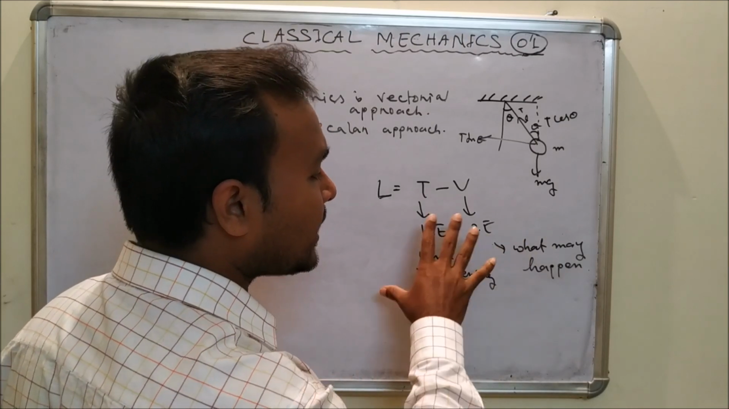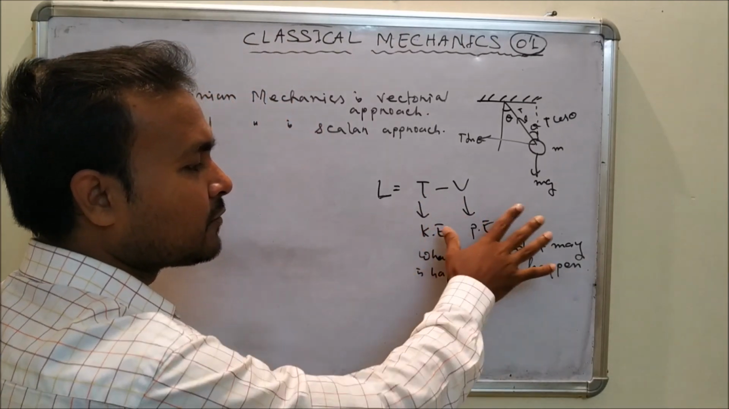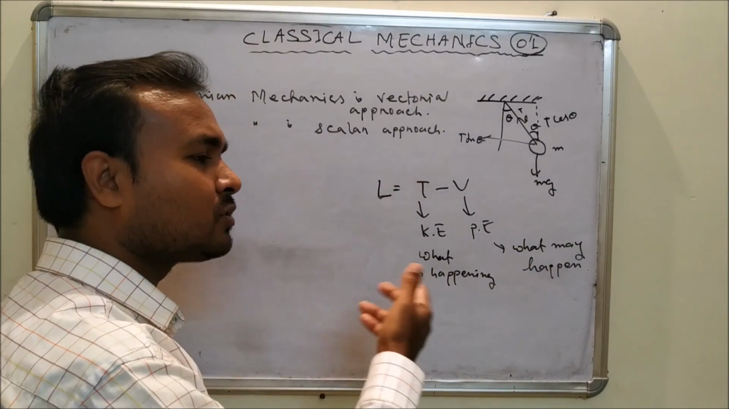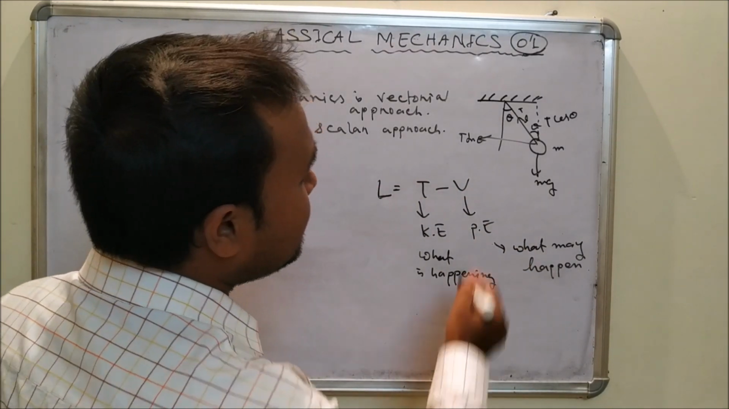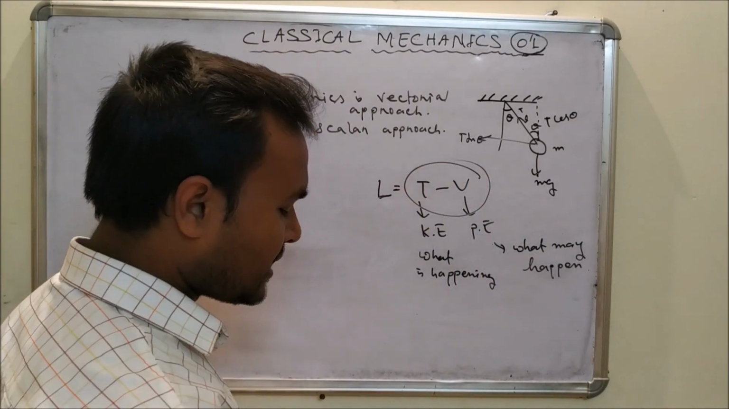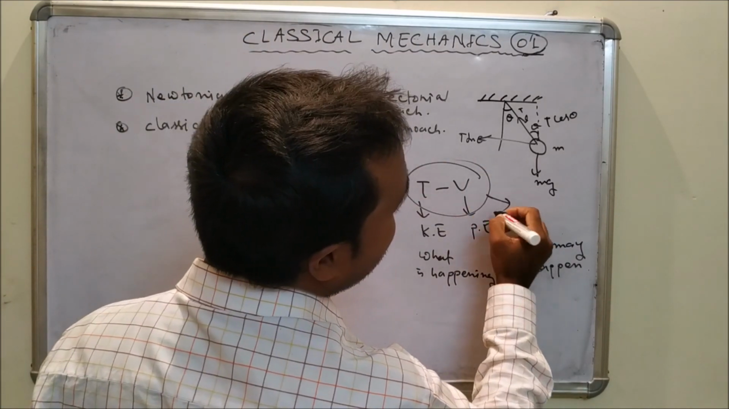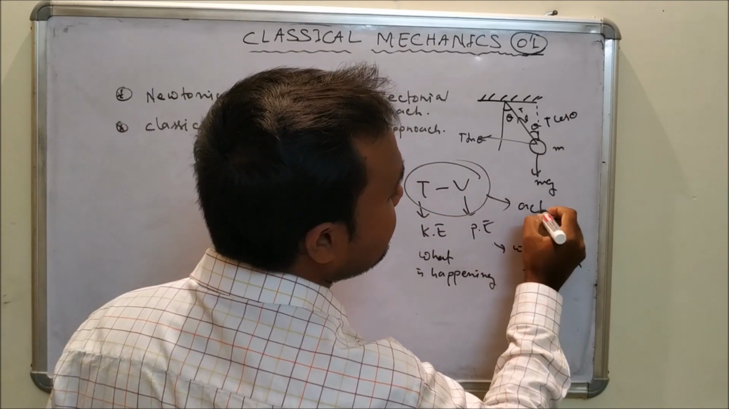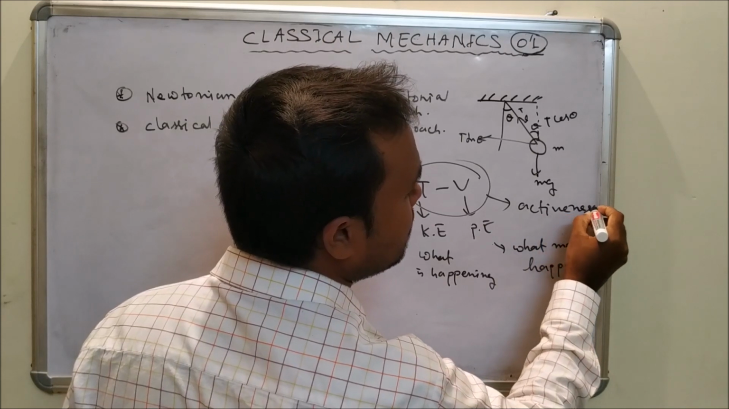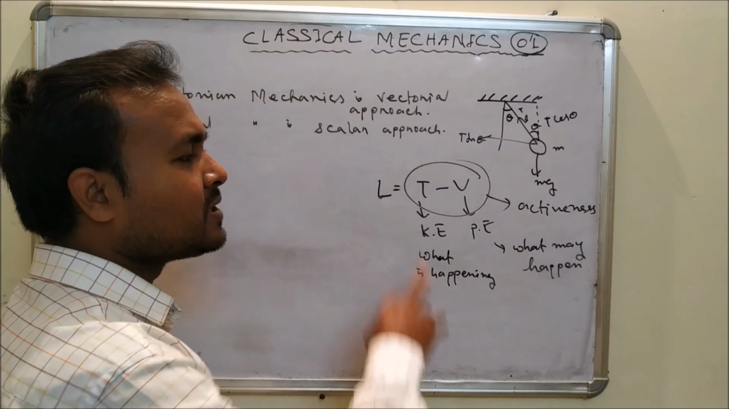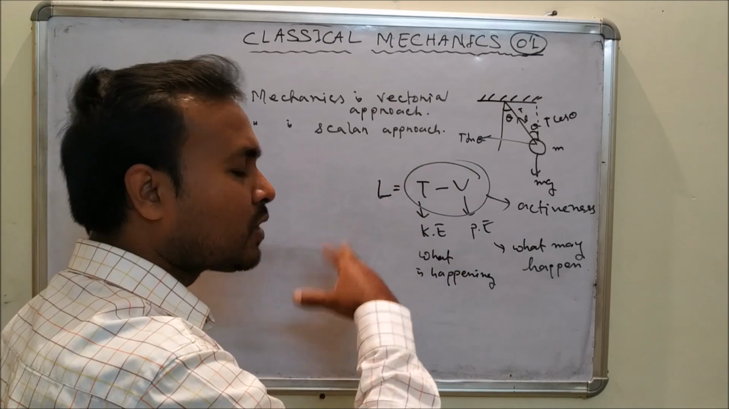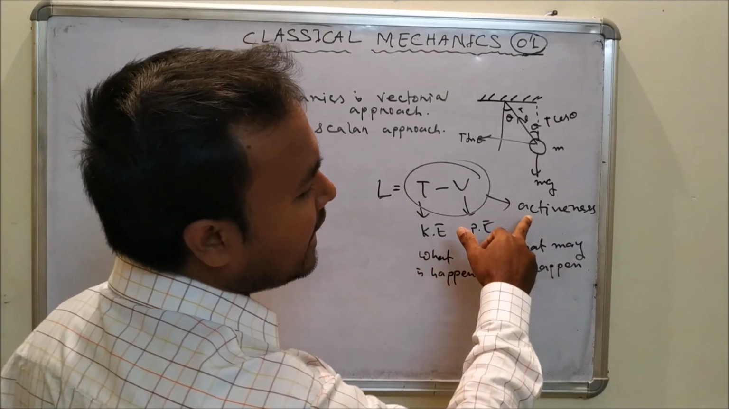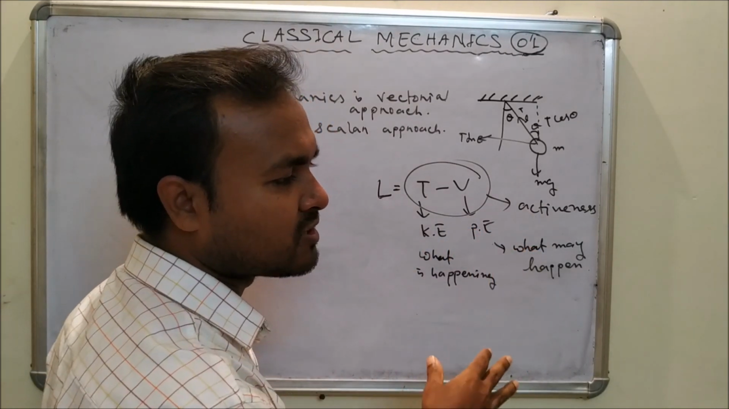If you take the difference between these two terms, what it means is that T minus V, that is, L equal to T minus V, represents the activeness of a system. This L equal to T minus V, what is happening and what may happen, this difference gives rise to the activeness of any physical system, right?